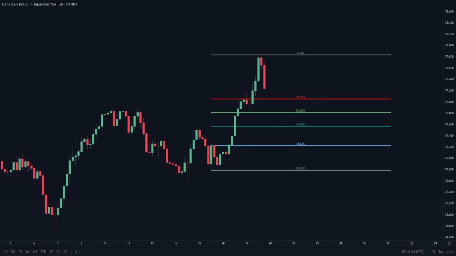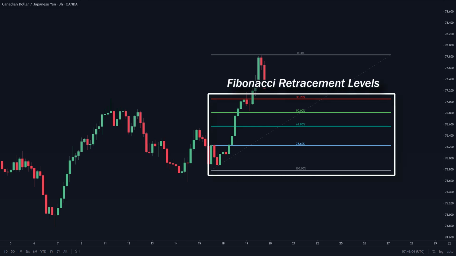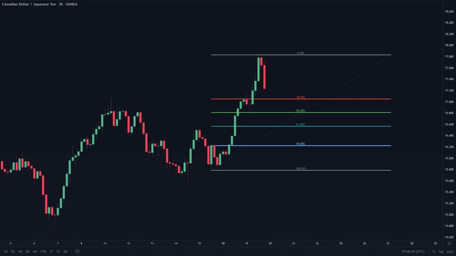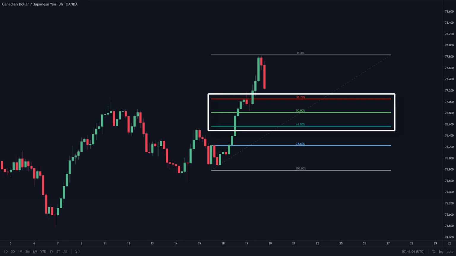So starting from the top, you have your 0% level, which is basically your starting level. And below that 0% level are your Fibonacci retracement levels, which are levels where the price may pull back into. Now, the most common level where the price may pull back into are these three levels: 38.2%, 50%, and 61.8%. These three levels are called the golden zone.